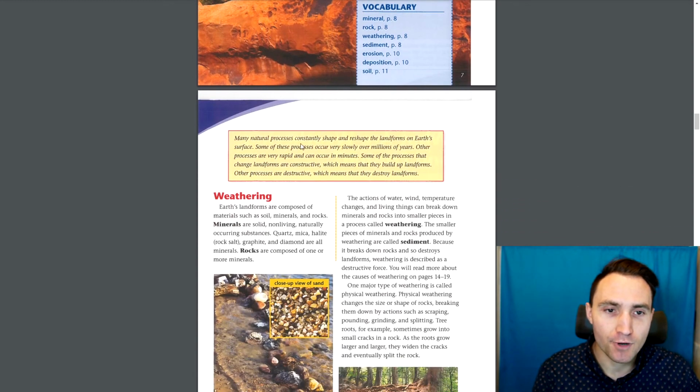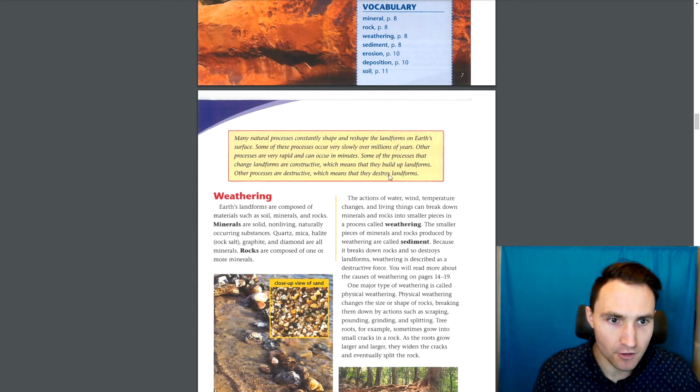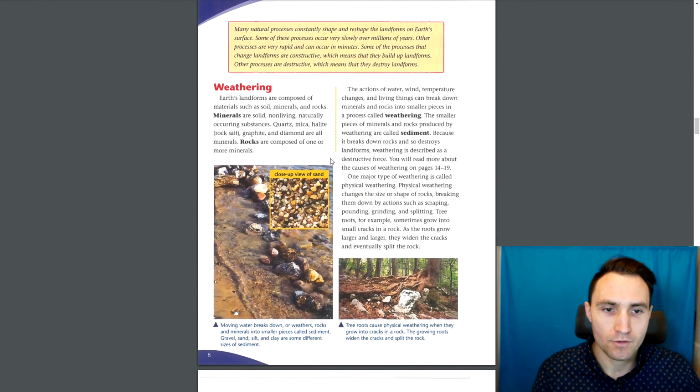So many natural processes constantly shape and reshape the landforms on Earth's surface. Some of these processes occur very slowly over millions of years. Other processes are very rapid and can occur in minutes. Some of the processes that change landforms are constructive, which means that they build up landforms. Other processes are destructive, which means they destroy landforms. So let's learn about these processes.